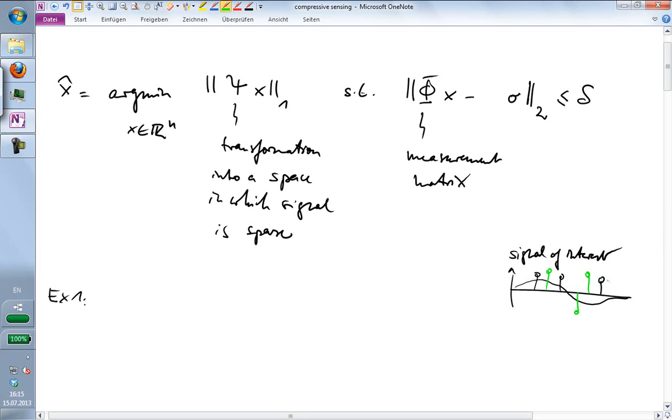representation in a space in which a signal is sparse. For example, in this example 1, the measurement matrix would be a couple of peaks with a random sign, let's say. And psi in this example would, for example, be the Fourier basis, or if we don't want to deal with complex quantities, let's say the discrete cosine basis.